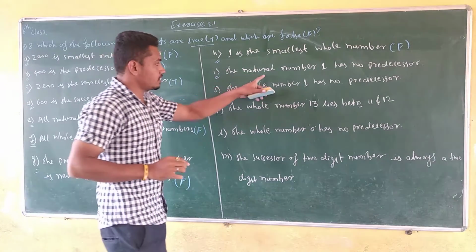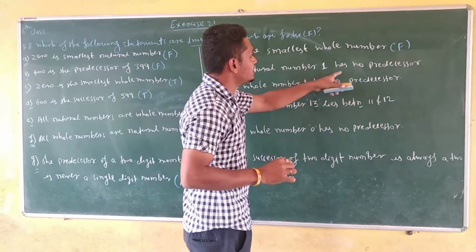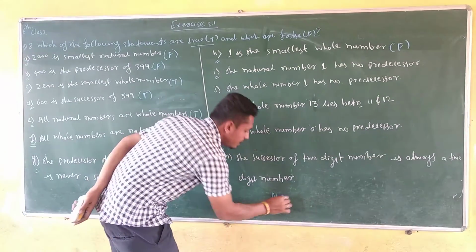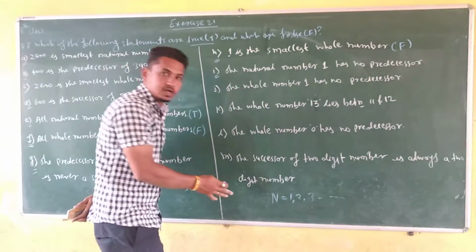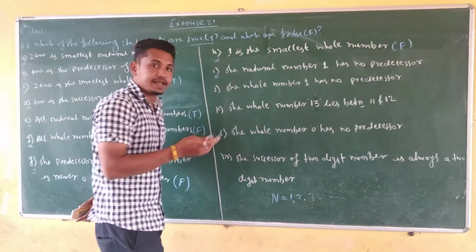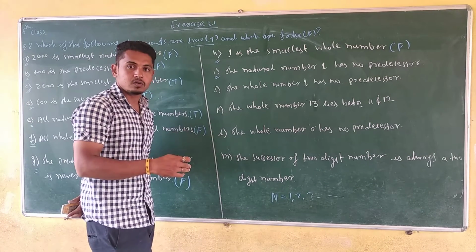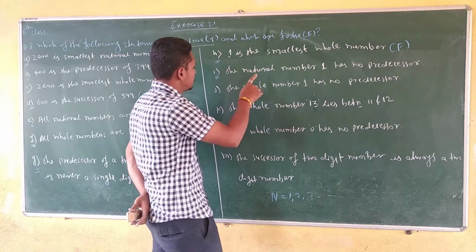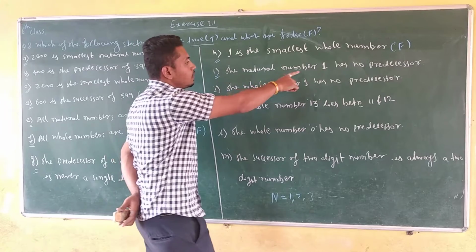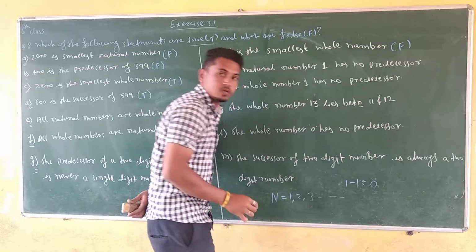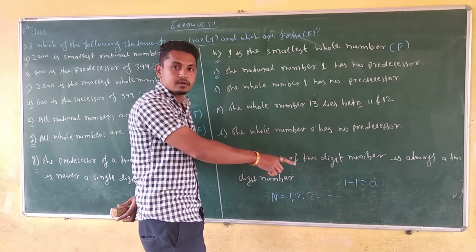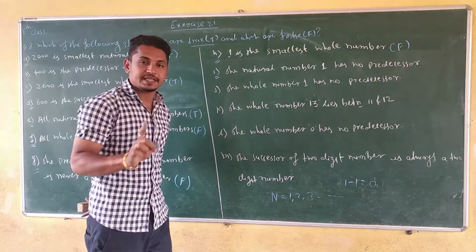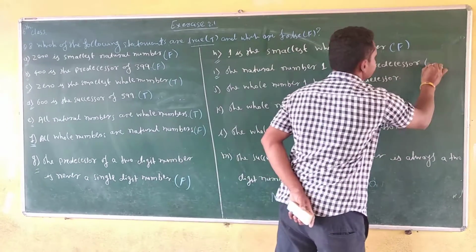Next, see here, the natural number 1 has no predecessor. What are the natural numbers? The natural numbers are denoted by N, and they are 1, 2, 3, and so on. And what is the predecessor? Predecessor means what comes before. How do we find the predecessor? See here, the natural number 1: 1 minus 1 is equal to 0. 0 is not a natural number. Is it right? So that's why the natural number 1 has no predecessor. So this statement is true.